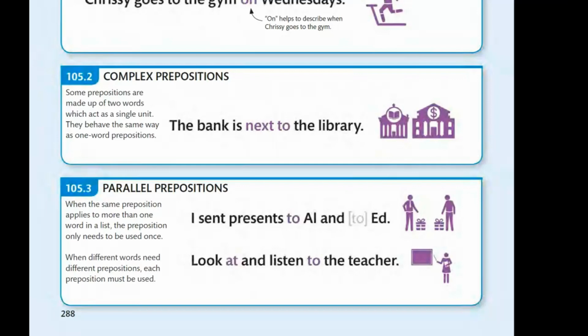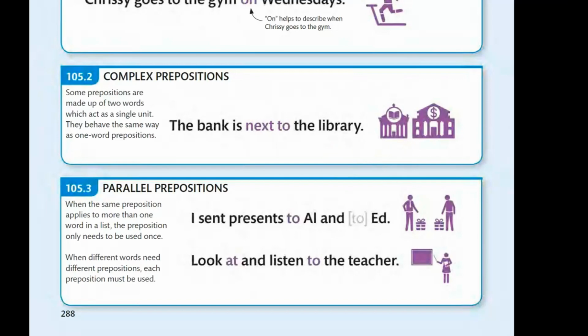For example, the bank is next to the library. Next to is telling us the relationship of the bank to the library. And if you check the picture beside it, you can see this is the bank, the one with the dollar sign, and this is the library, the one with the book. So it's telling us that it is next to it. So if you say the bank is next the library, that does not make sense, and the bank is to the library, that also does not make sense.